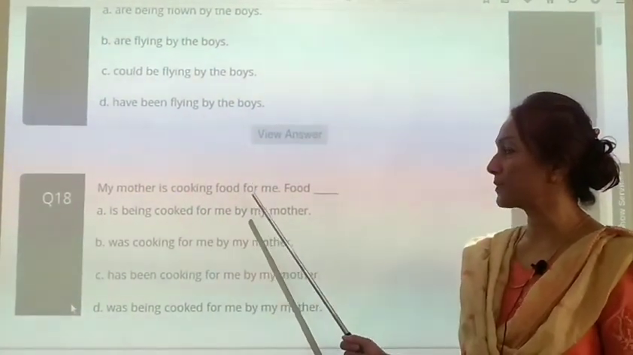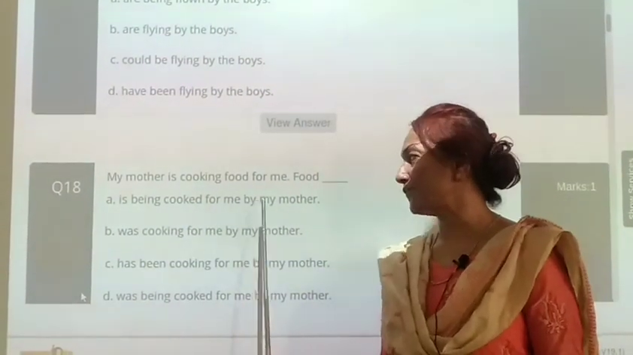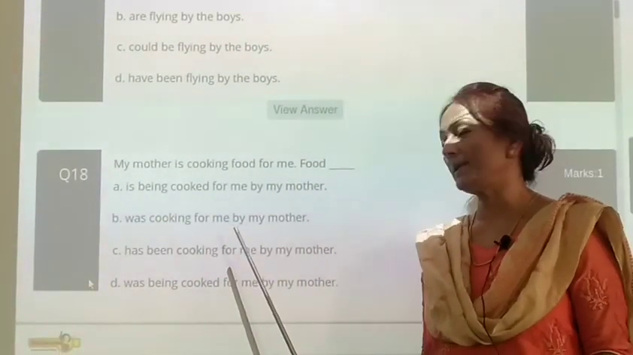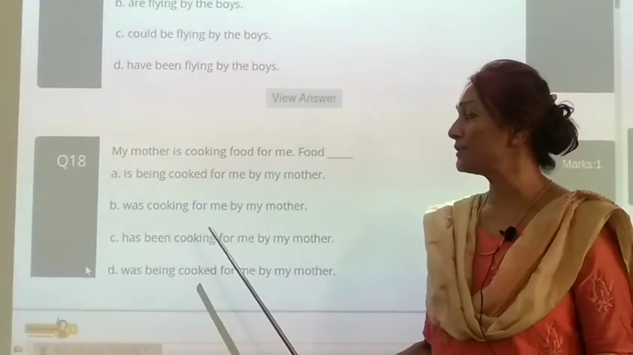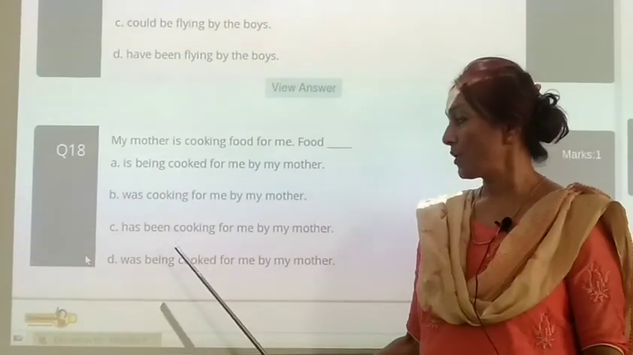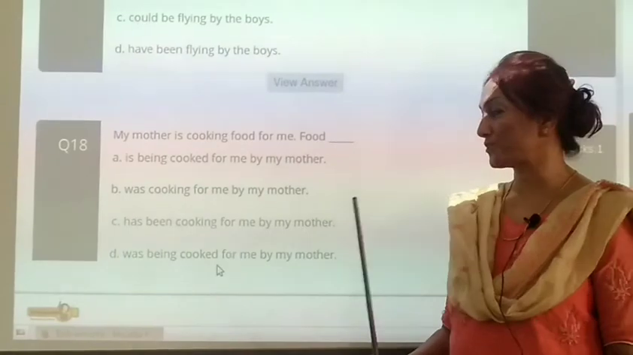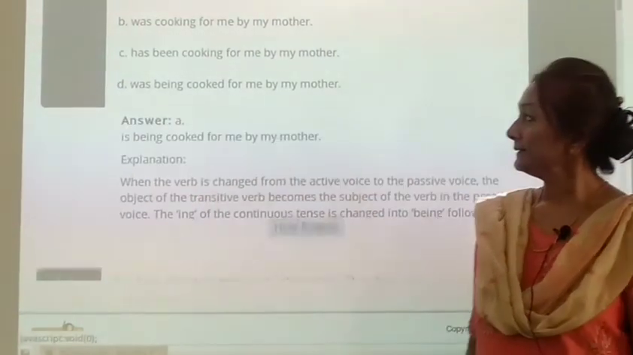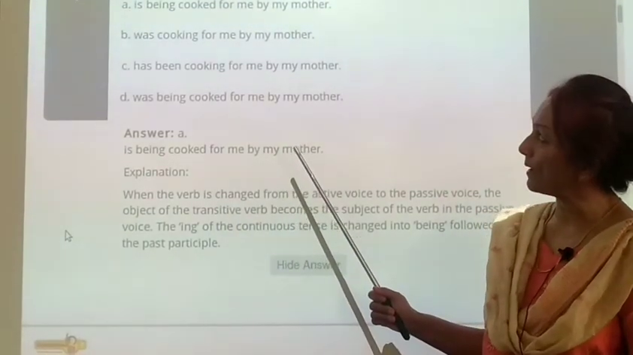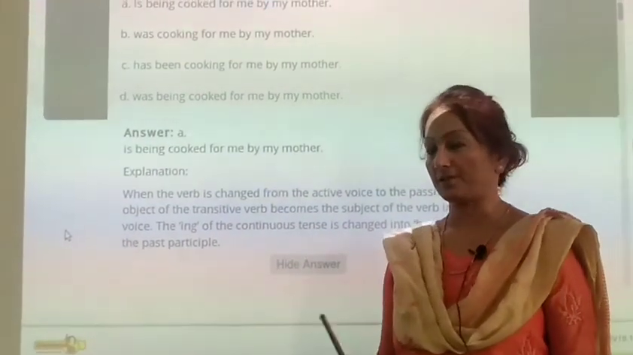My mother is cooking food for me. So, food is being cooked for me by my mother. Food was cooking for me by my mother. Food has been cooking for me by my mother. Food was being cooked for me by my mother. The right option is, yes, food is being cooked for me by my mother. That is option A. Let's have a look at the explanation.